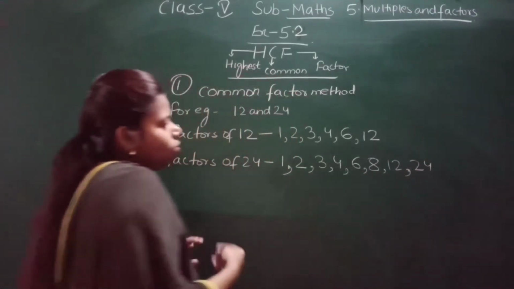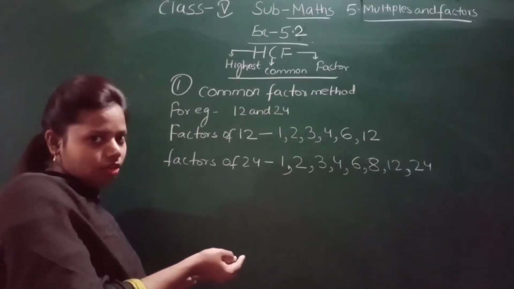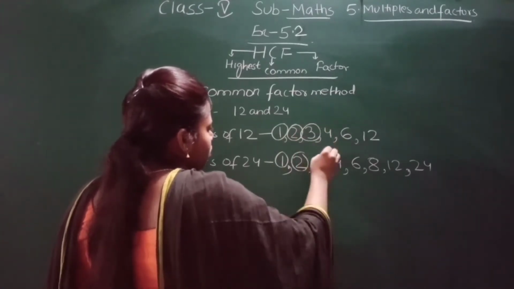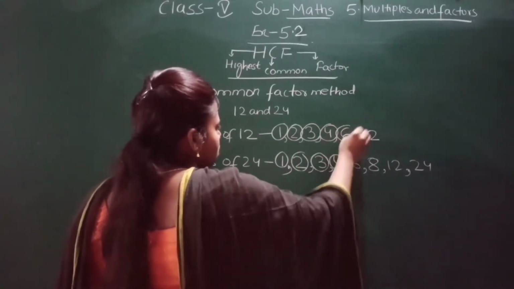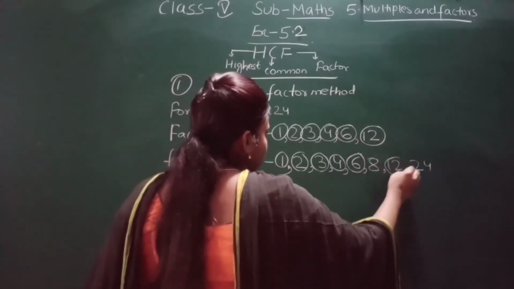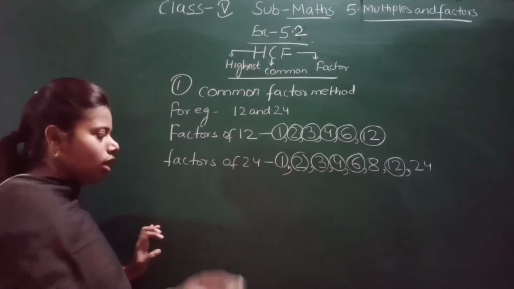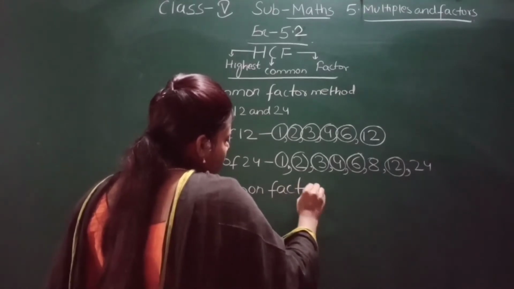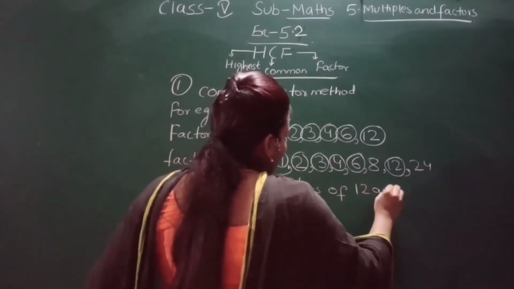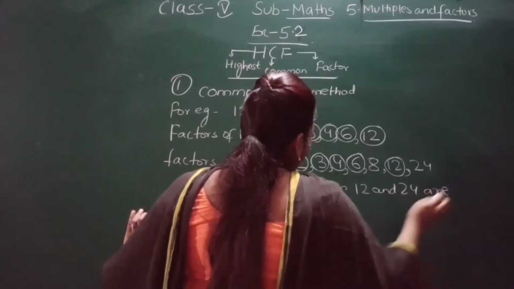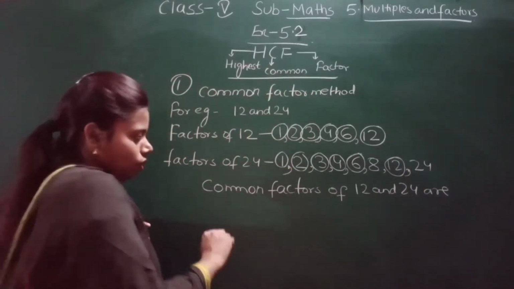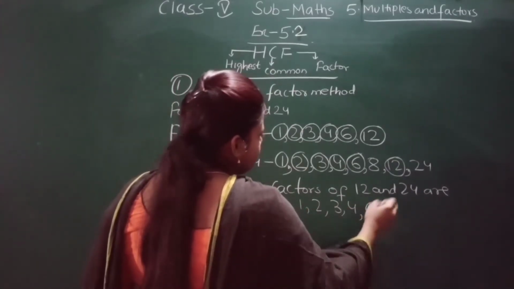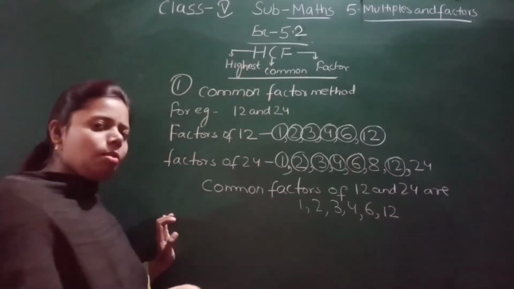Now our work is to find the common factors. So what are they? 1, 2 is common, 3 is also common, 4 is also common, 6 is also common and at last 12 is common. 8 and 24 are not common. Now you have to write: common factors of 12 and 24 are 1, 2, 3, 4, 6 and 12. So we have got the common factors.